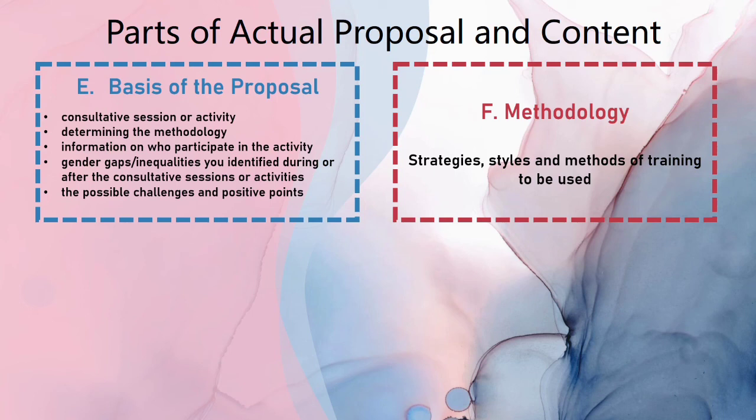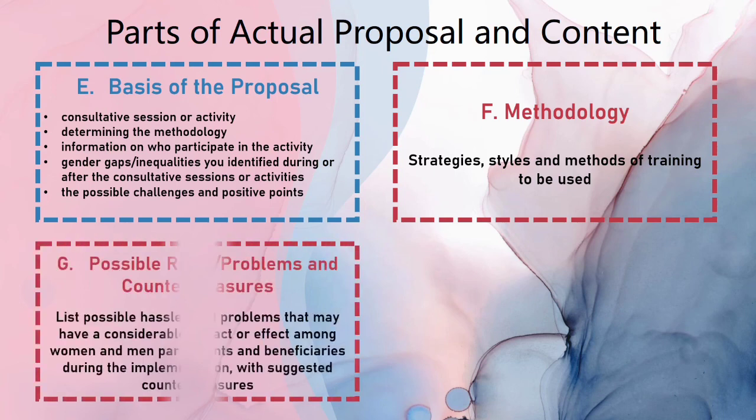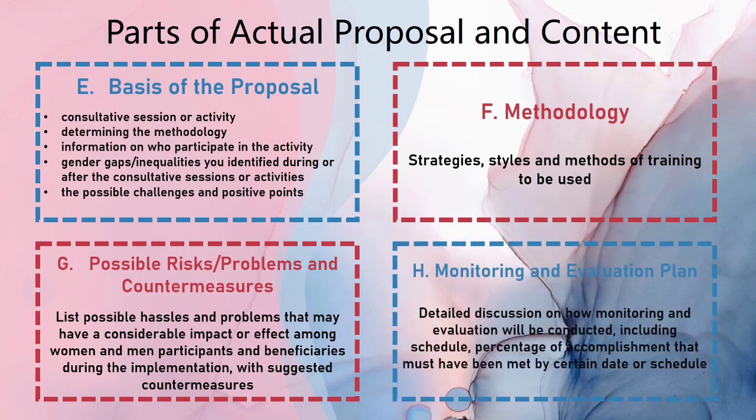Next is the possible risks, problems, and countermeasures. We should list possible hassles and problems that may have a considerable impact or effect among women and men participants and beneficiaries during the implementation of the PPA, with suggested countermeasures, of course. While letter H, monitoring and evaluation plan, is a detailed discussion on how monitoring and evaluation will be conducted, including the schedule and the percentage of accomplishment that must have been met by a certain date or schedule.